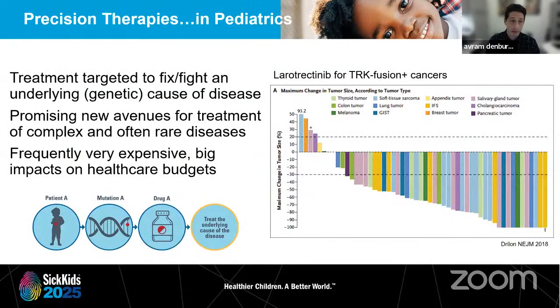So I alluded to precision therapies, and again, this is precision therapies in pediatrics, so we're talking now the rare of the rare. Again, precision medicine is treatment targeted to fight or fix an underlying, often genetic cause of disease. These treatments oftentimes represent either the only or really promising new avenues of therapy for complex and rare diseases in pediatrics, and they're often very expensive, so have outsized impact on healthcare budgets. And I've just put up one example of a fairly revolutionary therapy in TRK fusion positive cancers, which has real relevance to a number of pediatric cancers.